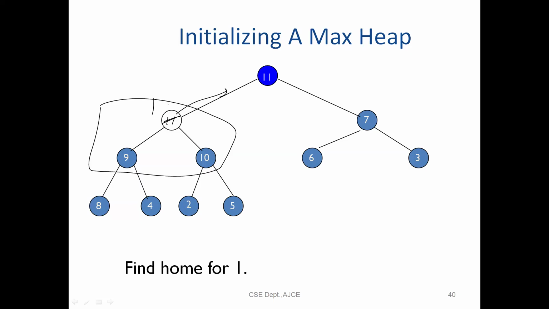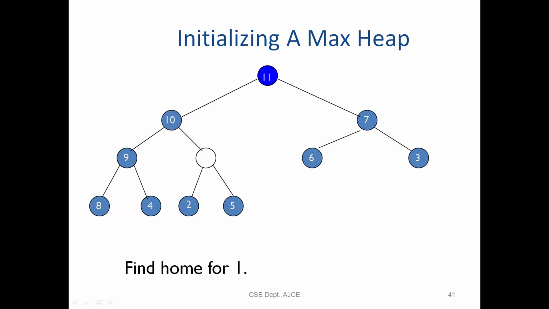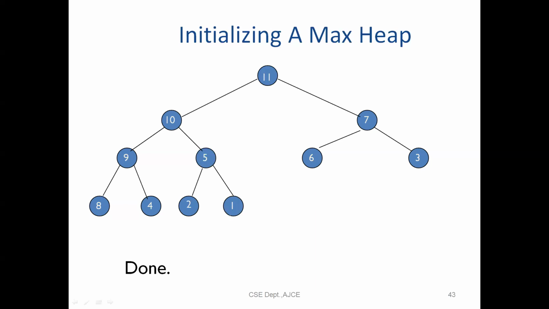So we have to temporarily hold it in a temporary position, and you have to find out where to place it. So this 10 has to be placed here and 1 has to go down. Now can 1 be placed here? No, still no. Why? Because 2 and 5 are greater. So I find the greatest and exchange that, and now 1 can be placed here.